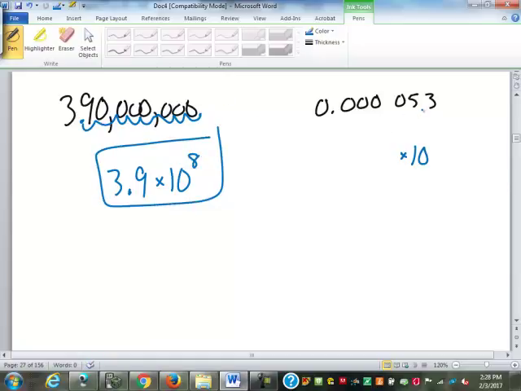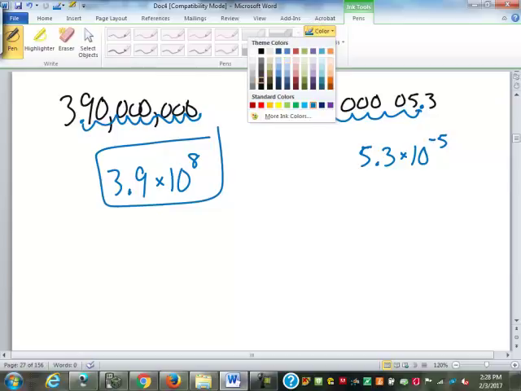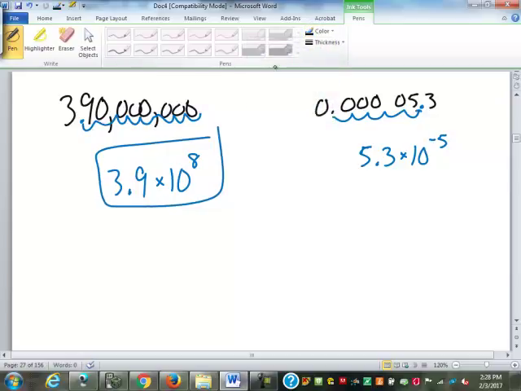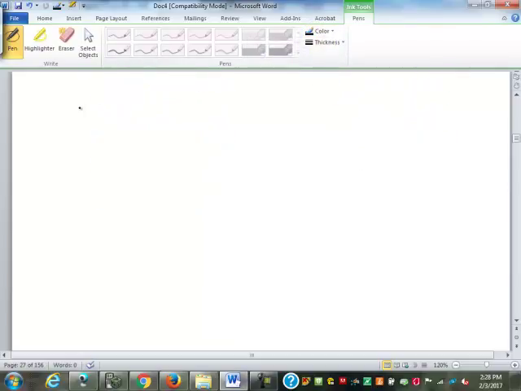Over here, again, it's going to be 5.3. We put the decimal point after the first non-zero digit. It'll be 10 to the negative 5th. Good. 1, 2, 3, 4, 5. So it is 5, and we're on the negative power of 10 place values over there.